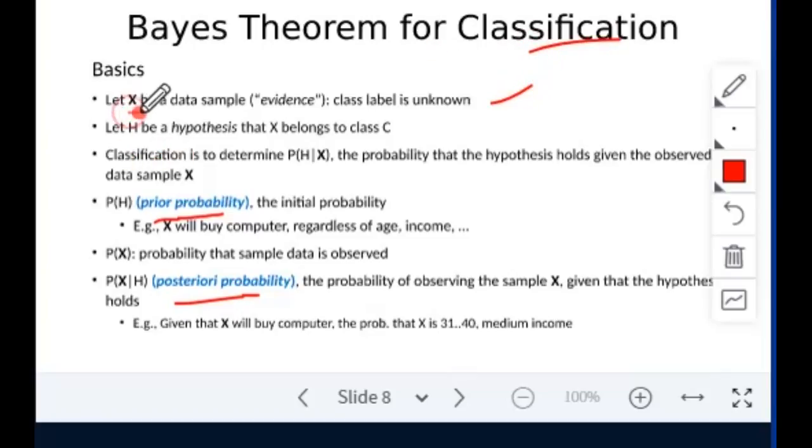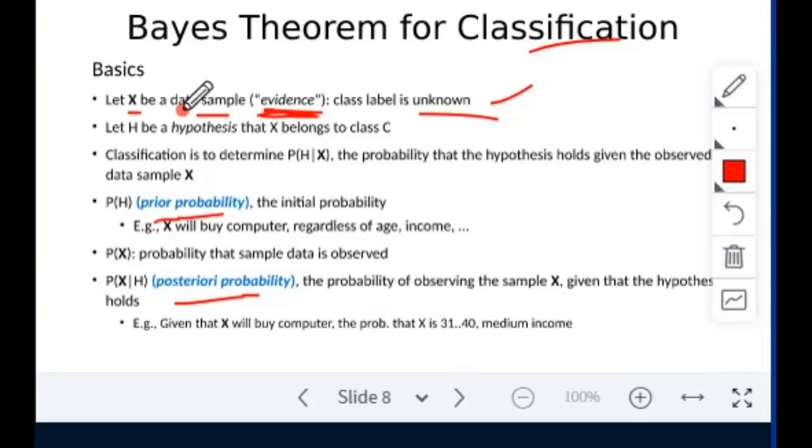Let us take the term X, which defines the data sample or a data example. We can say a record, a tuple in a training data set, which we call a data record or data sample. So let us define that record as X. One more name for X is evidence. Please remember this. The class label is unknown here. Let X be the data sample or evidence. Please remember, you have to understand this.